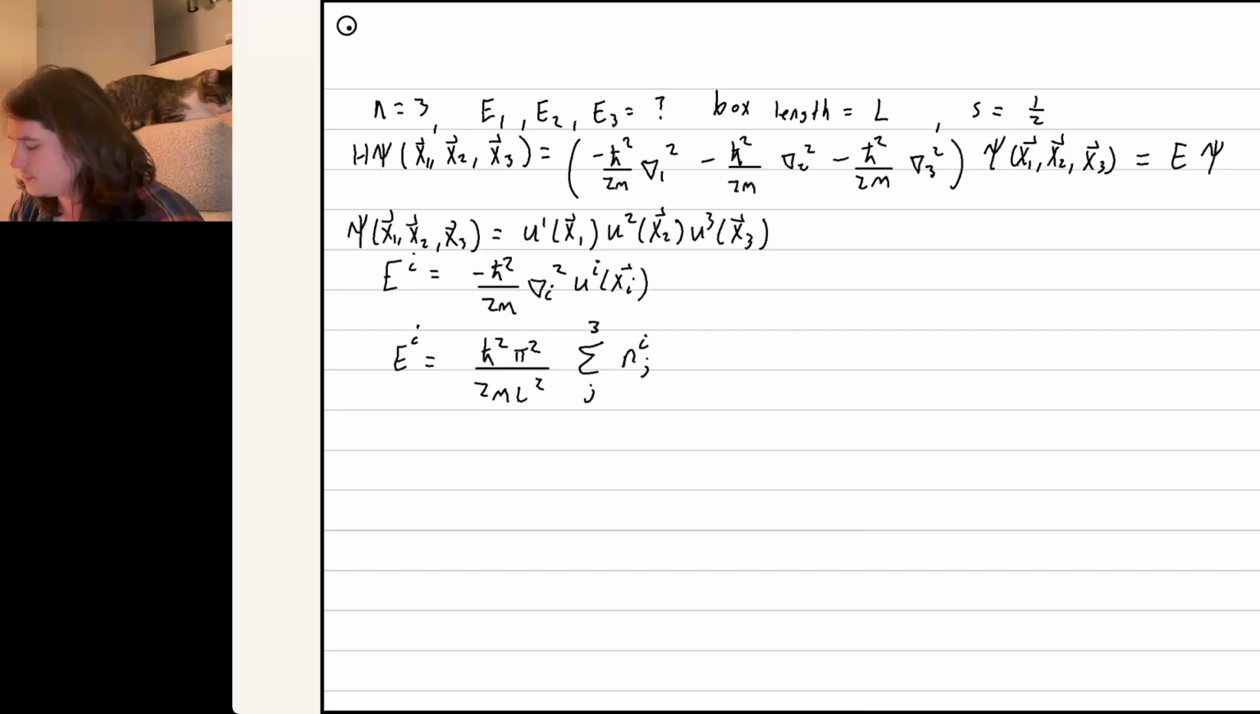So to find the total energy of a given energy state, I'm going to call it E subscript I, it will be h bar squared pi squared over 2mL squared. You have to sum over the dimensionality, so sum over i to 3, and then sum over the number of particles, which is also 3, of n_ji.